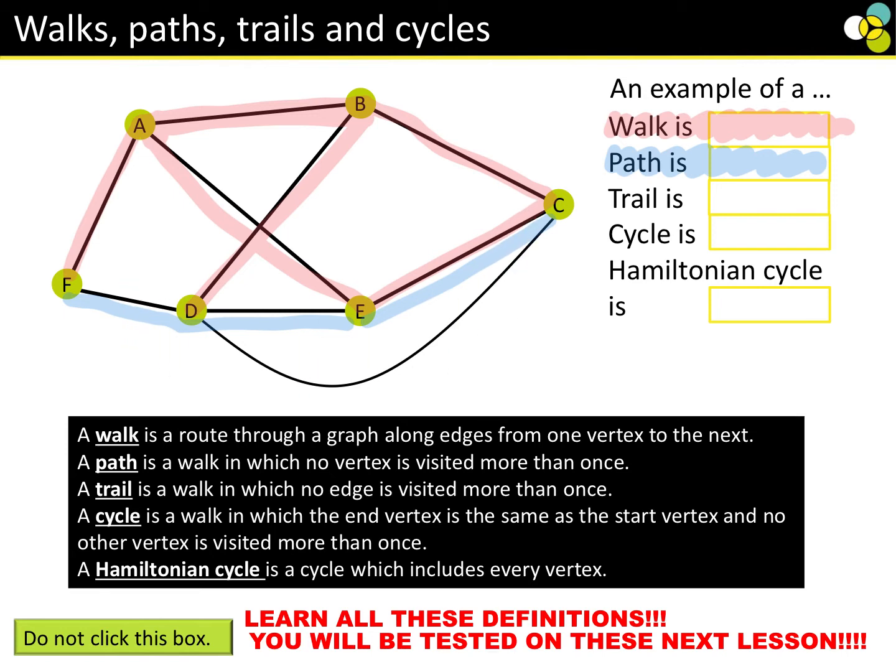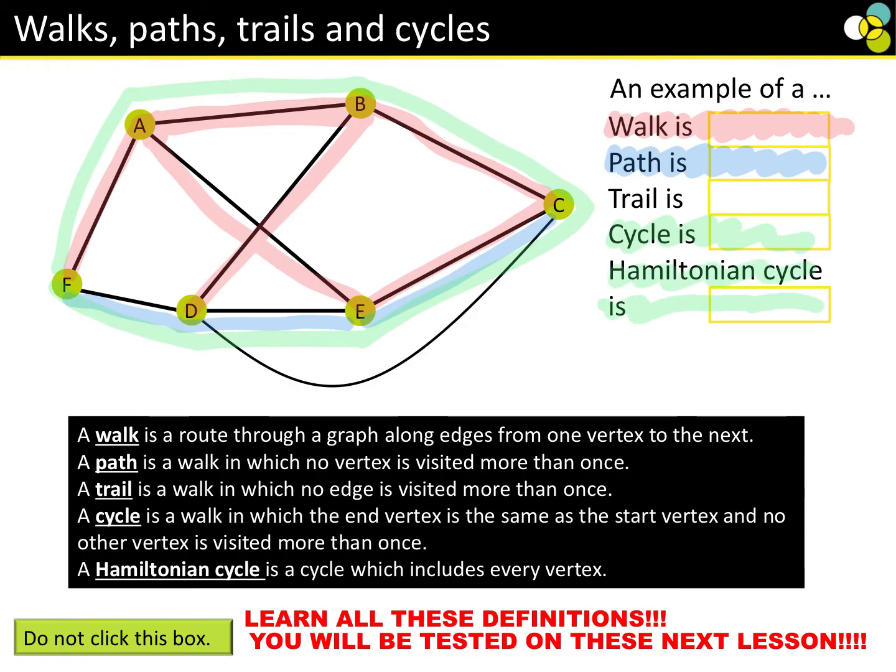A cycle is a walk in which the end vertex is the same as the start and no other vertex is visited more than once. So for a cycle, nice and easy, we could have F, A, B, C, E, D, F. Okay, that's a cycle. And then a Hamiltonian cycle is a cycle which includes every vertex, okay? So this cycle that we've just created is also a Hamiltonian cycle as well because every vertex is connected.